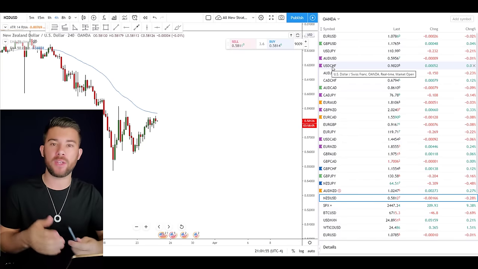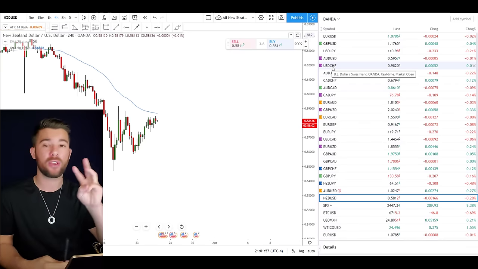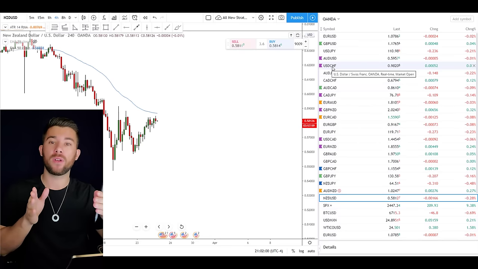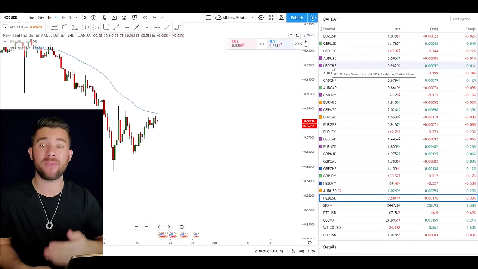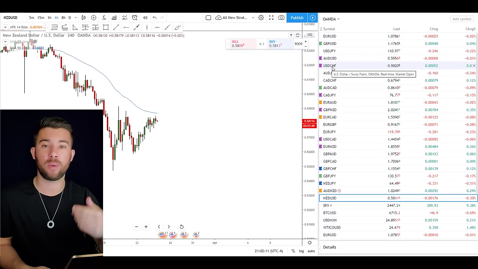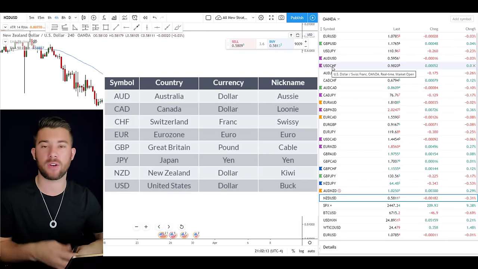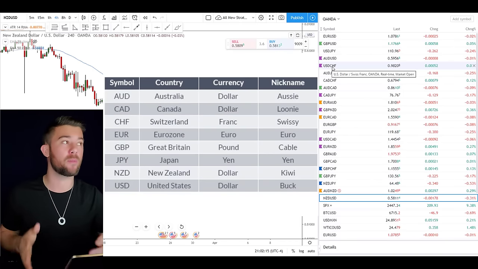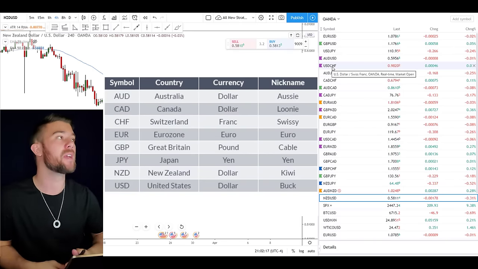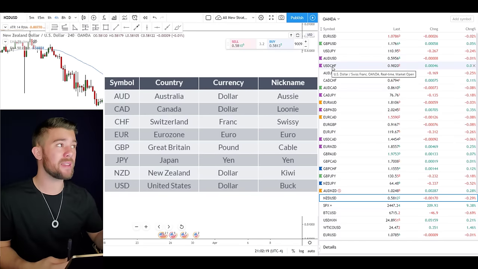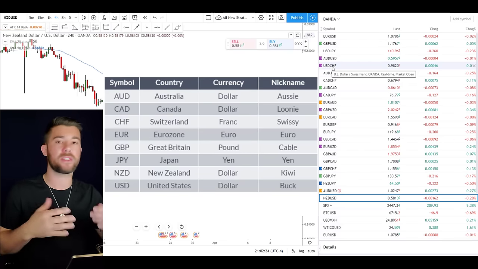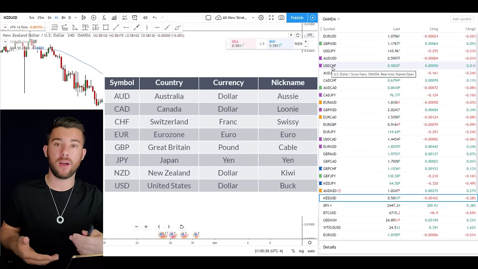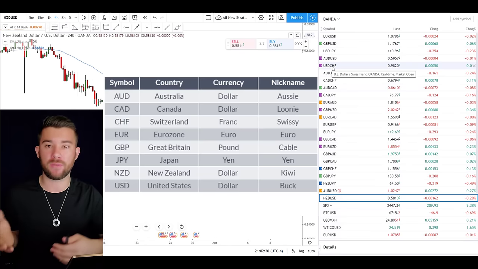So the first thing you need to understand is which currency each three-letter symbol represents. Each three-letter symbol represents a certain currency, and I'll post a screenshot of which currencies are represented by which three-letter symbol right now. You'll see that on the screen. So with that being the case, we have one currency's value against another currency's value, which gives us a better interpretation of the value of a specific currency.